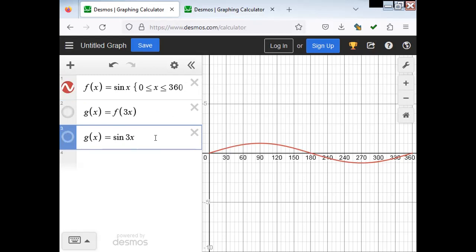What was the original function doing? You were taking an input. That input was going into sine and giving you the output. But now that is not the case. Whatever input you are giving, what is happening to it first? It is first being multiplied by 3.